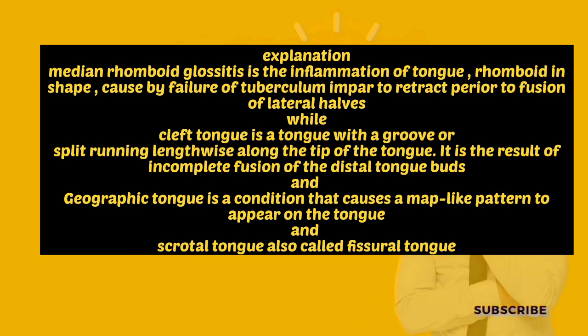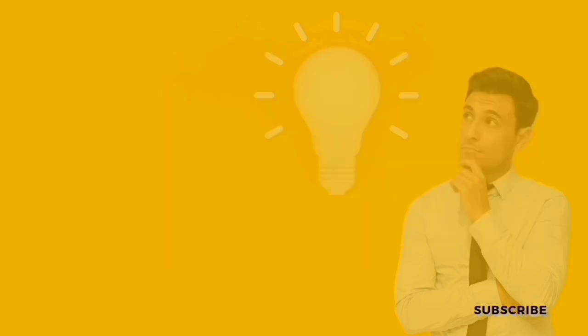So median rhomboid glossitis is the inflammation of the tongue, rhomboid in shape, caused by failure of the tuberculum impar to retract prior to fusion of the lateral halves. While cleft tongue is a tongue with a groove or split running lengthwise along the tip of the tongue. It is the result of incomplete fusion of the distal tongue buds. And geographic tongue is a condition that causes a map-like pattern to appear on the tongue. And scrotal tongue, also called fissured tongue.